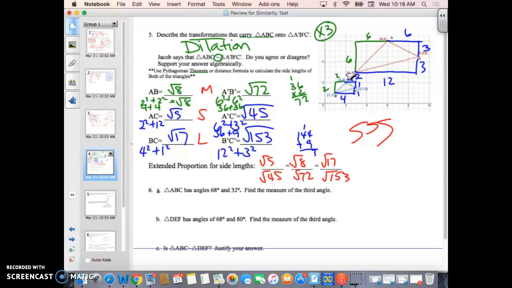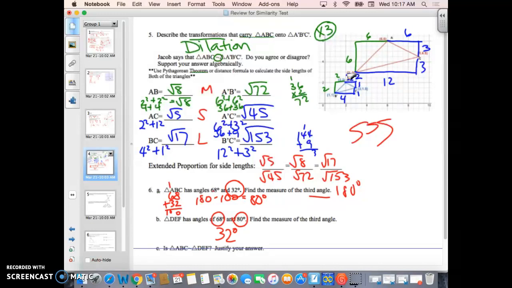Okay, number 6. It says ABC has these angles, so you want to find the measure of the third angle. Well, we know they all add up to 180 degrees. So you do 68 plus 32, and that should be 100. So it's 180 minus 100, which gives me 80 degrees, right? Now if I have a second triangle, and it has 68 and 80, then I know the third angle is going to be 32.